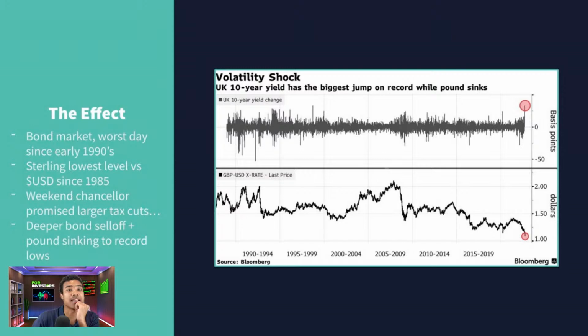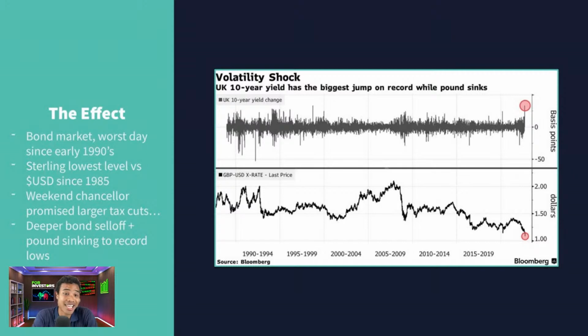Now, what was the effect? The effect of these tax cuts and this mini budget: the bond market had its worst day since the early 1990s. So yields were absolutely soaring. You can see the 10-year yield rising there on the top level. The sterling, the British pound, found its lowest level in over 30 years against the USD. And heck, we're nearly reaching parity against the US dollar, which was just about unheard of.